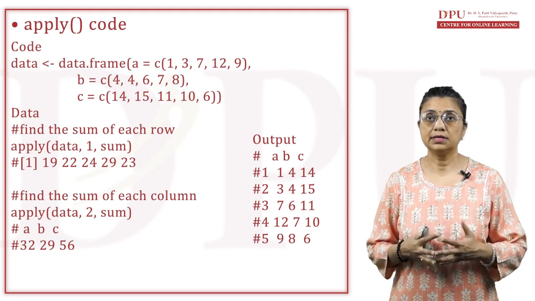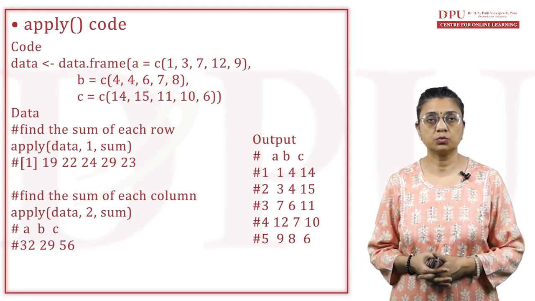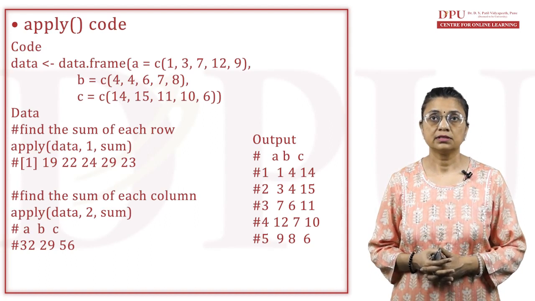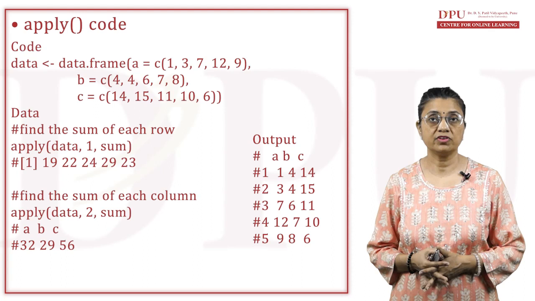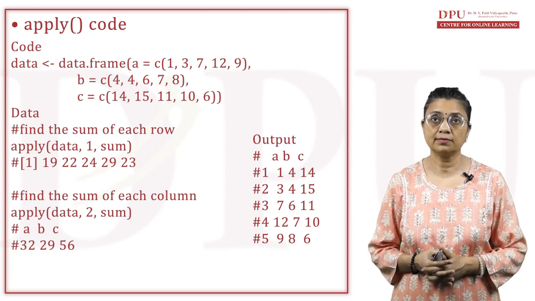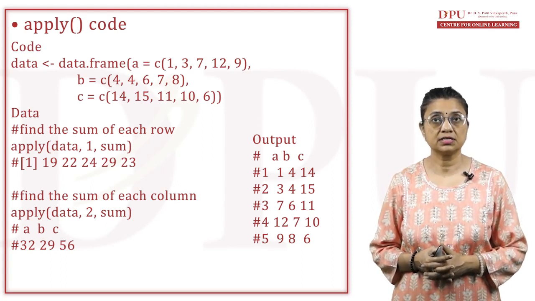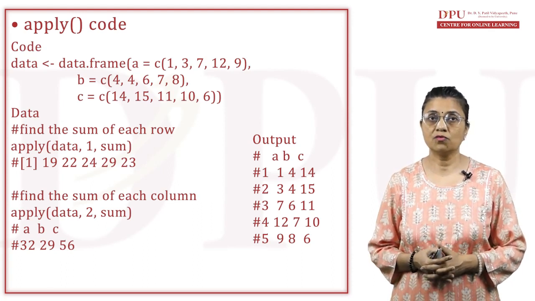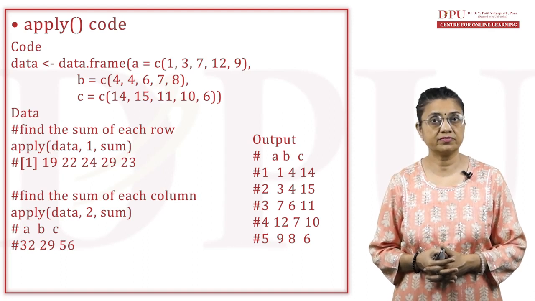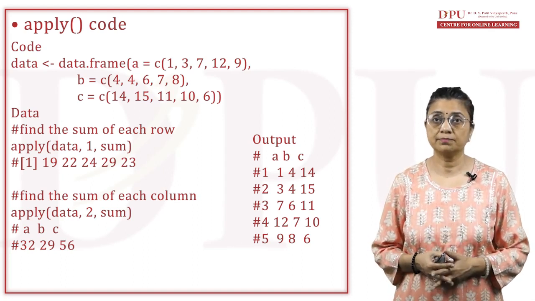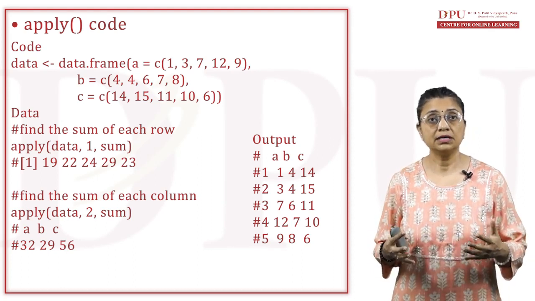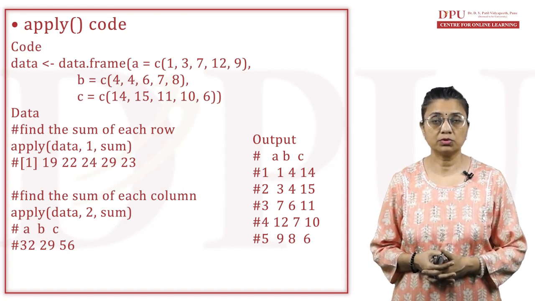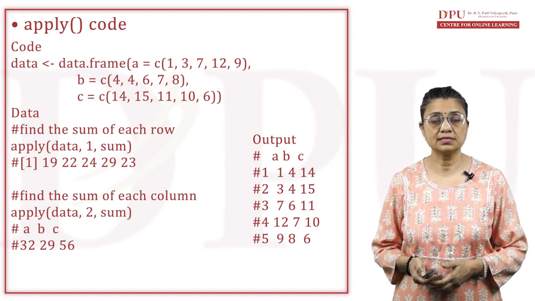Now we are printing the data on the screen by just writing the word data. You can see the output A, B, C coming on the screen, where A is 1, 3, 7, 12, 9, B is 4, 4, 6, 7, 8, and C is 14, 15, 11, 10, and 6. Now, once I have created the data frame and seen the output of the data, I want to find out the sum of each row, sum of columns, mean, and various things. So how will I go about it? That is what we are learning in this session.